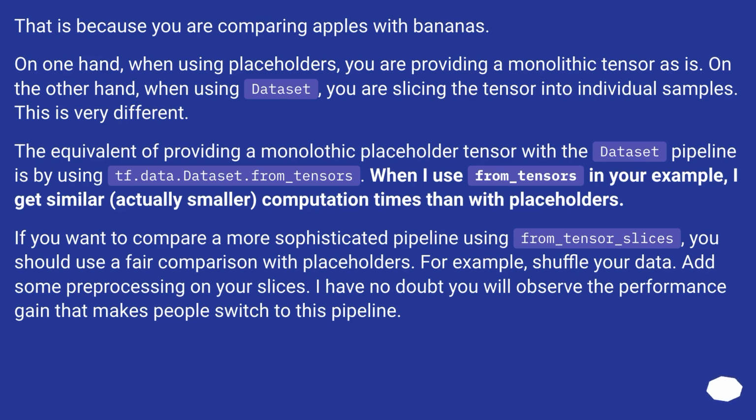If you want to compare a more sophisticated pipeline using from_tensor_slices, you should use a fair comparison with placeholders. For example, shuffle your data. Add some pre-processing on your slices. I have no doubt you will observe the performance gain that makes people switch to this pipeline.